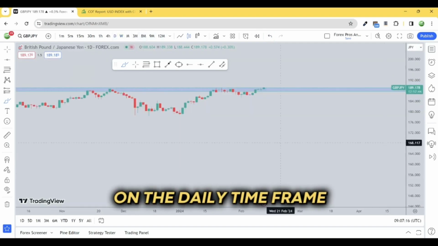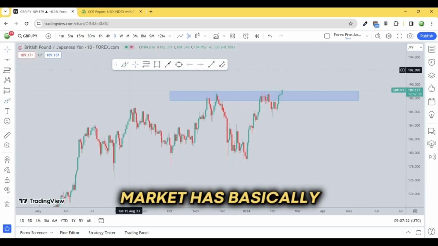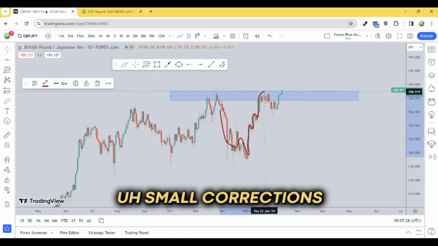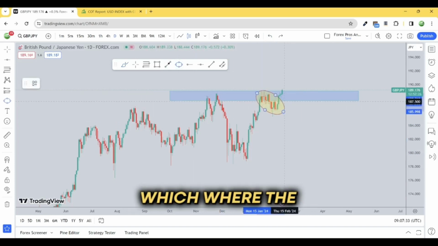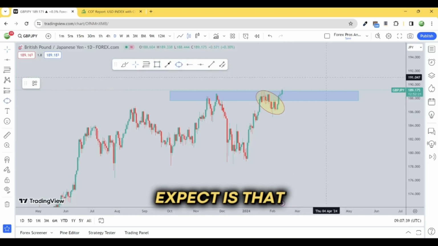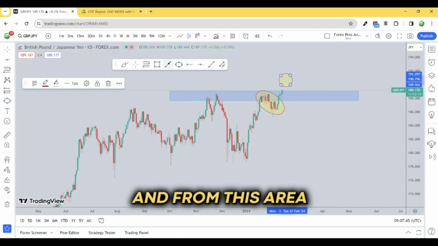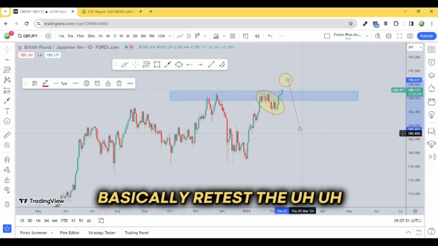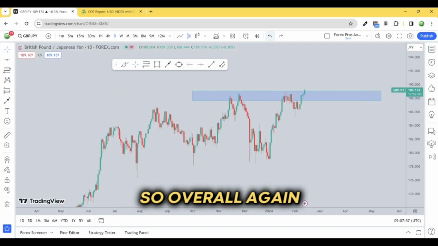Moving down on the daily time frame, here we get a better picture: the market has basically made this W pattern, and after that, making small impulses and small corrections, it moved all the way towards the upside. This is the area where the market was range bound, and now the market is moving in the upward direction. So we can expect that the market might go a bit higher, break the zone, and from this area we might see a rejection all the way towards the downside to retest and complete the W pattern on the daily time frame. So overall, again, this was a long-term analysis.